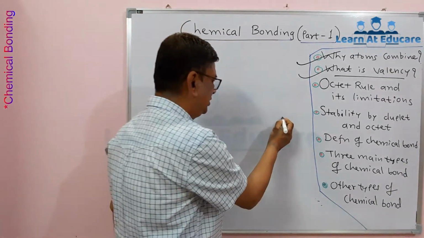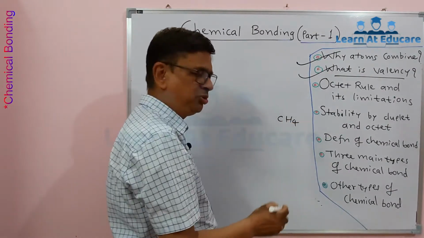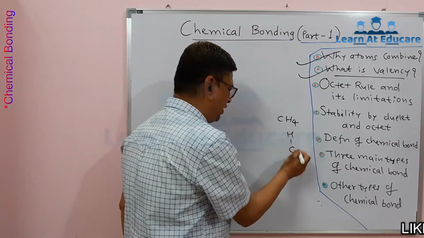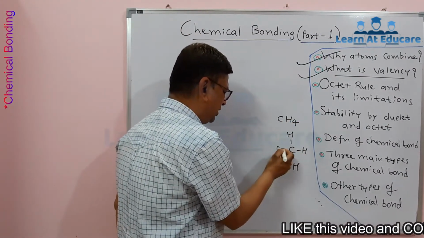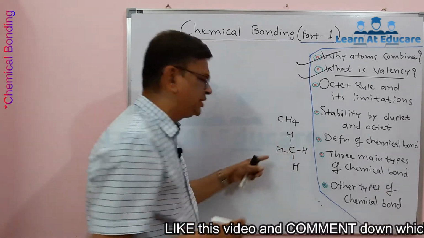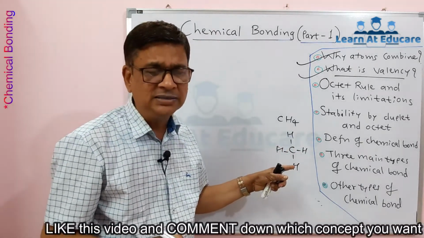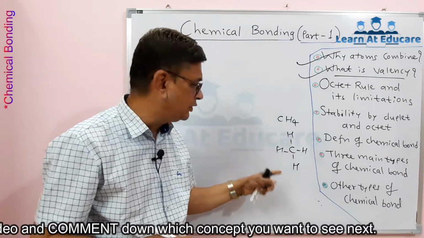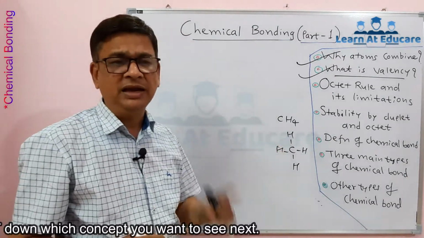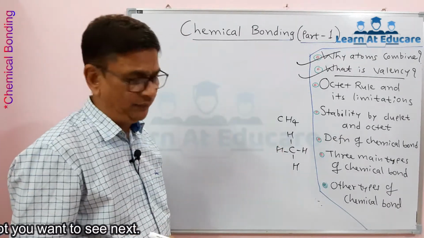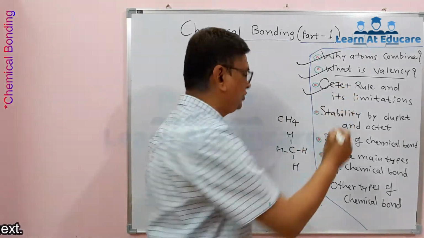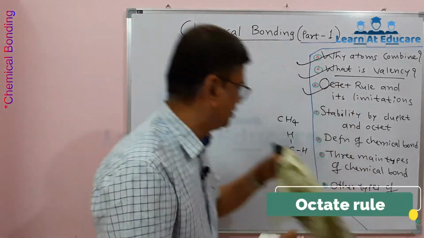For example, in the methane CH4 formula, we know according to the structure, one carbon is joined with 4 hydrogen atoms, therefore carbon's valency is 4, but each hydrogen is joined with 1 carbon and hence hydrogen's valency is 1. Next, we will see the octet rule and its limitations.